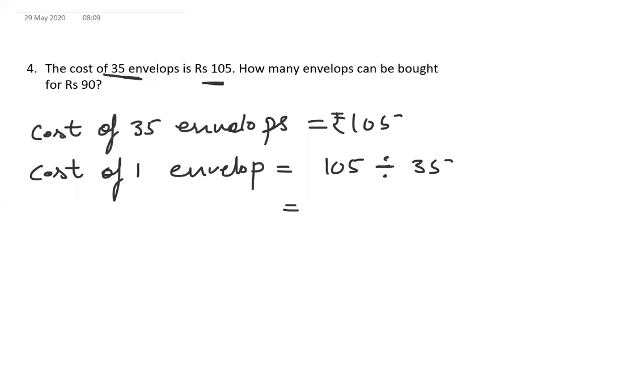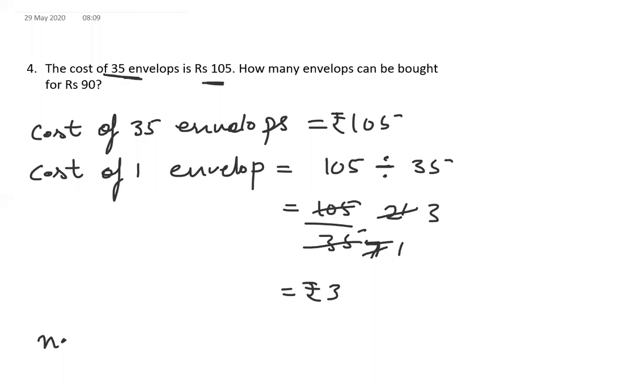So what are you going to get? 105 upon 35: 5 sevens are 35, 5 twos are 10, 5 ones are 5, 7 ones are 7, and 7 threes are 21. So rupees 3. Not 3 paisa, beta, it's rupees. Cost of one envelope is equal to 3 rupees. Now the question is saying how many envelopes can be bought for rupees 90. Now this question is something different from the previous one. How many envelopes can be bought means we have to tell the number of envelopes.